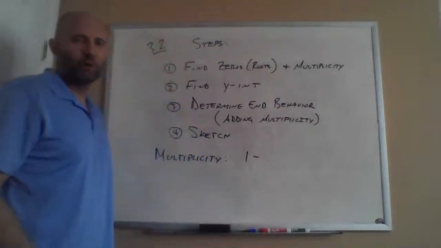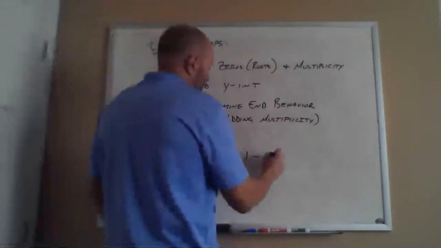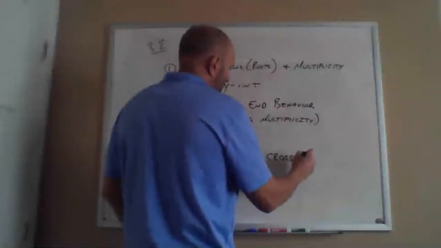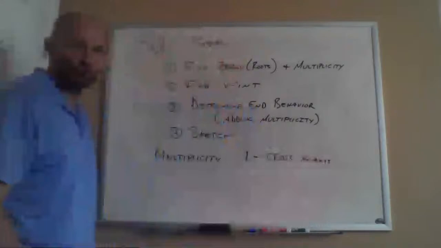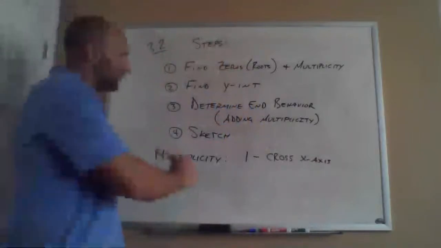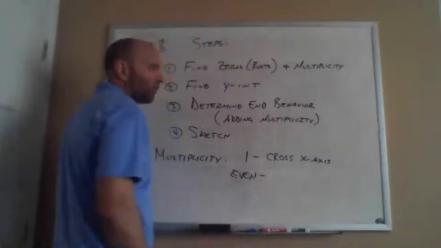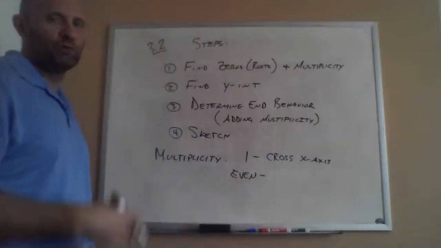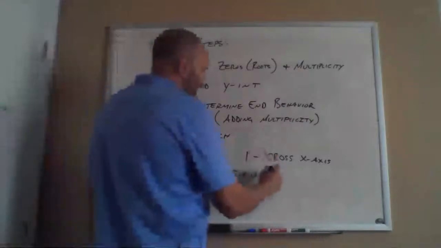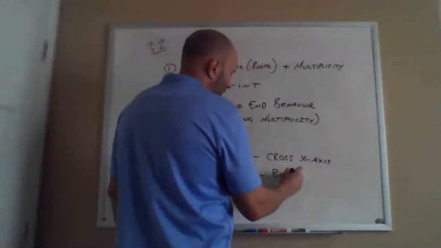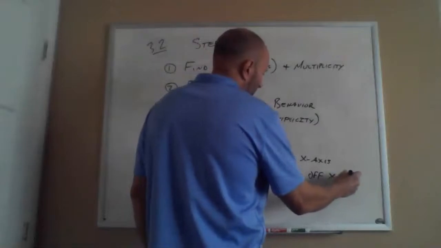If a factor or a root has multiplicity of 1, it's just going to cross the x-axis. All of these things talk about the behavior towards the x-axis. If multiplicity is even, so a root has 2, 4, 6, 8, etc. multiplicity, it's going to bounce off of the x-axis.